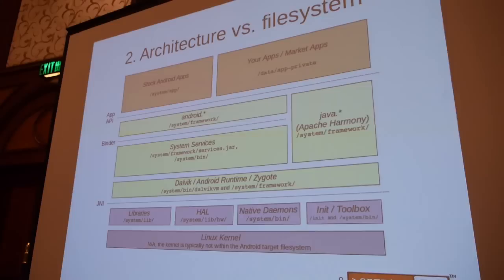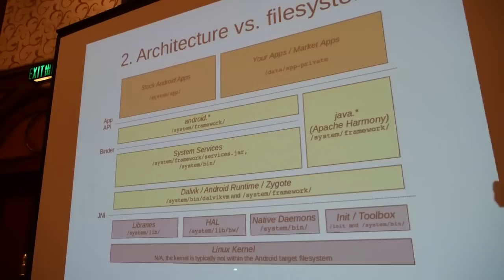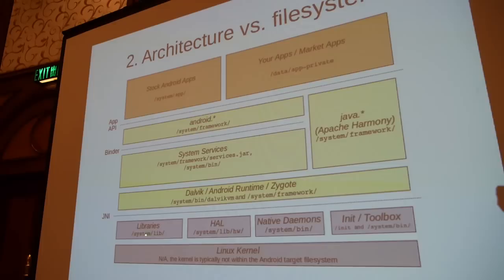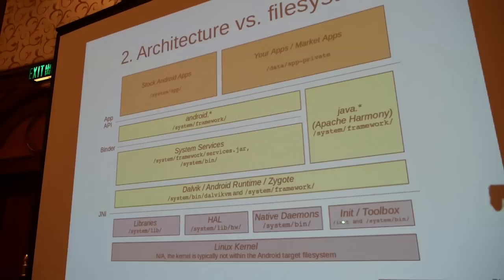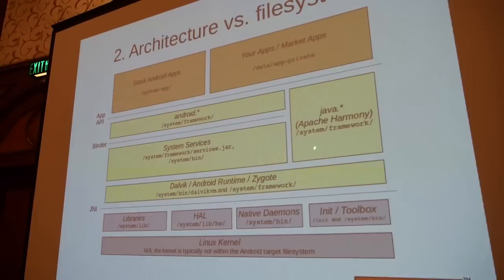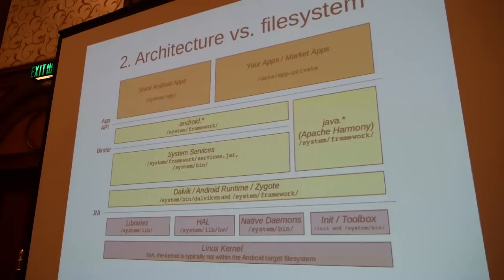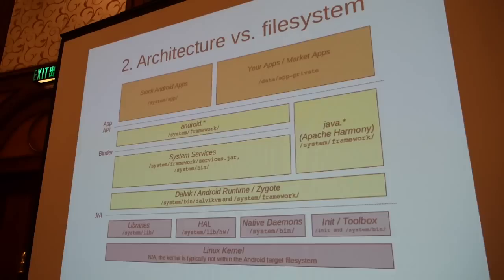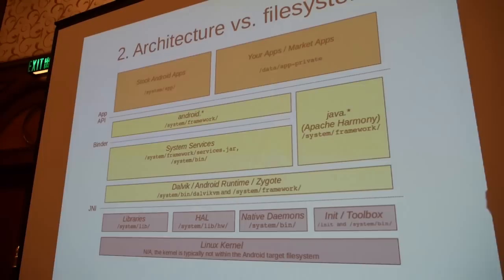How does the architecture that we saw on Monday fit in all this? Okay, so the kernel typically is not in the file system unless your bootloader is actually, you know, grub or something like that. Libraries, system/lib, the HAL, system/lib/hw, native daemons, and system/bin, toolbox in init and toolbox slash init, and then system/bin, Dalvik is in system/bin/dalvik, system services, and you follow through with the rest of the stack like that. Okay? So if you go back through the two other sessions, I gave you an original diagram like this, which is the conceptual walkthrough of where everything is. And then the second diagram I showed you is where the things are in the sources. And this one shows it to you in terms of the runtime.